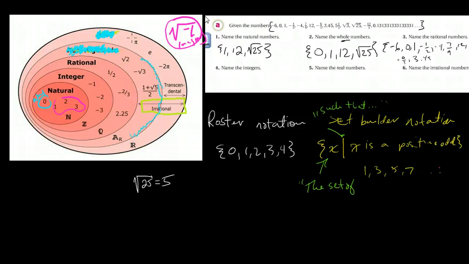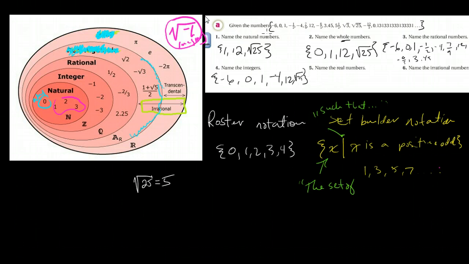Okay. Name the integers. Well, the integers, there's fewer of those, so I'll go ahead and write those down. That's negative 6. 0 is an integer, remember. 1, negative 4, 12. Square root of 25 is also an integer. And I think that's it. So you get the point. You get what's going on here.